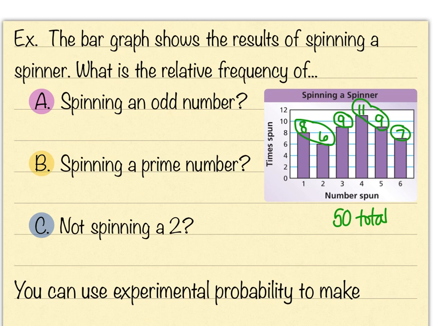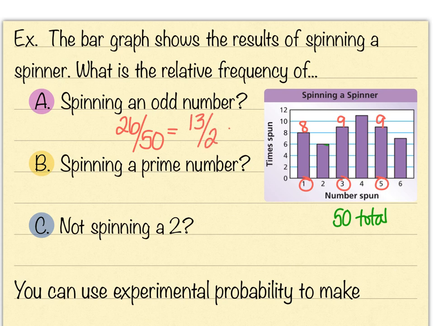Now it says spinning an odd number. So I'm going to erase this so we can still work with this. Spinning an odd number. Our odd numbers are 1, 3, and 5. And so we had 8 ones that were spun, 9 3s, and 9 5s. And so if you add that up, 9 and 9 makes 18, and 18 and 8 makes 26. 26 out of 50 spins were odd numbers. And then we can divide by 2 to reduce this to get 13 out of 25. And that would be our reduced answer.